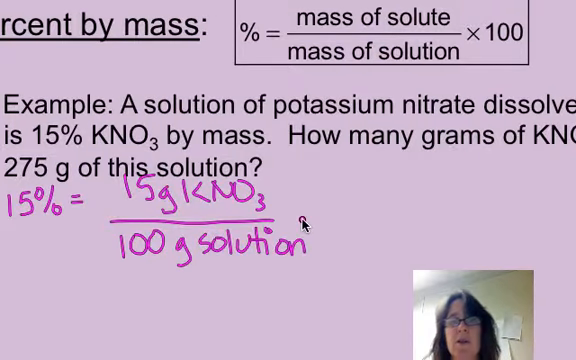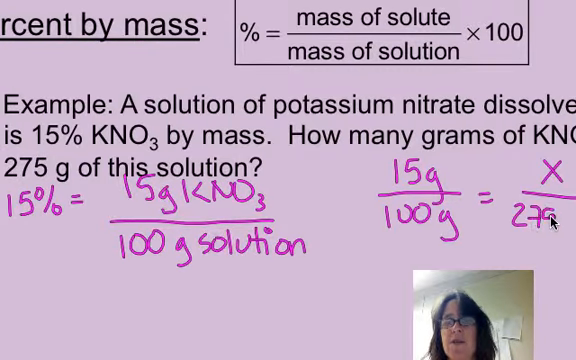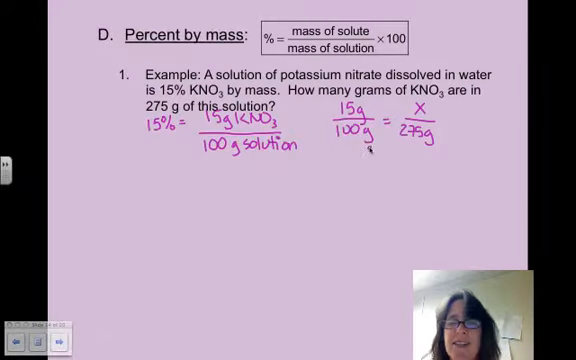And now you can set up a proportion. If 15 grams of KNO3 are in 100 grams of solution, how many grams of KNO3 are in 275 grams of solution? And now you just solve. So turn off the podcast and solve for x, and then turn it back on again. If you did this problem correctly, you'll be getting 41 grams.